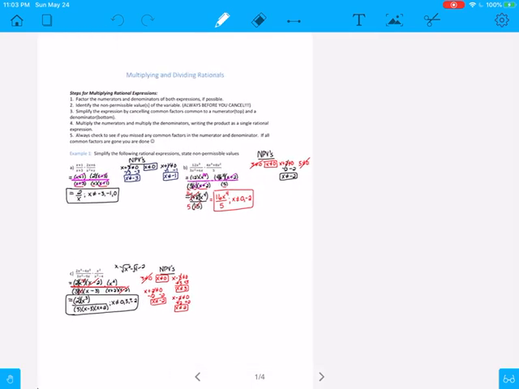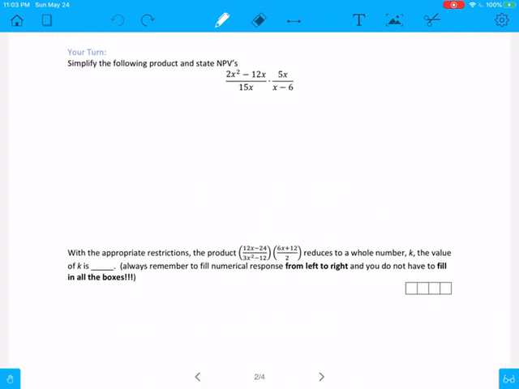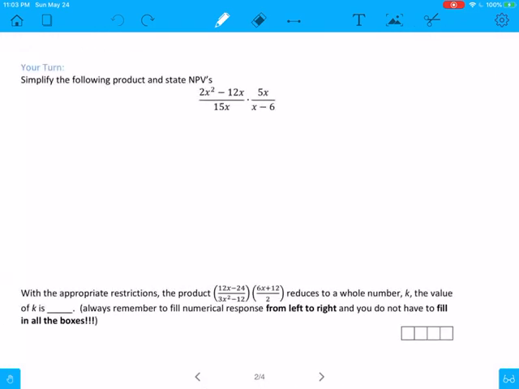Next page. Oops. All right. So simplify the following product. Product is an answer to a multiplication statement and state non-permissible values. We always state NPVs. Okay. So what are we going to do when we multiply? Same steps over and over and over. GCF, difference of squares, all your numerators and your denominators.